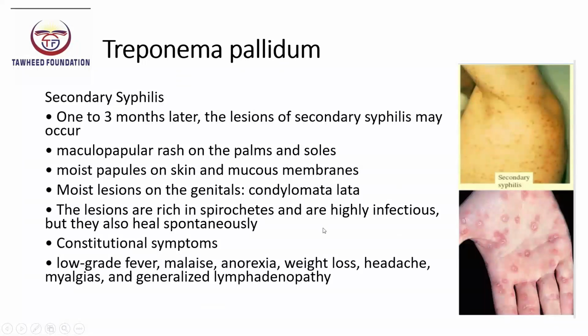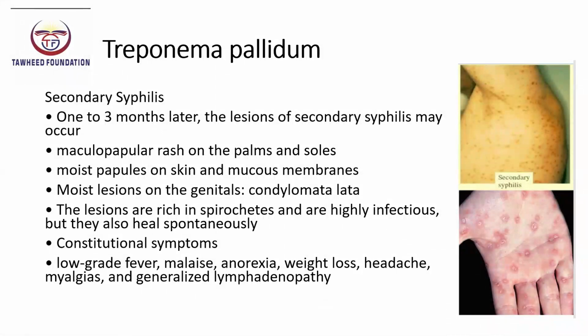So, secondary syphilis. 1 to 3 months after the primary chancre heals, secondary syphilis develops. This stage is marked by widespread dissemination of spirochetes. The most characteristic feature is a maculopapular rash, particularly noticeable on the palms and soles. A very high yield clinical sign.